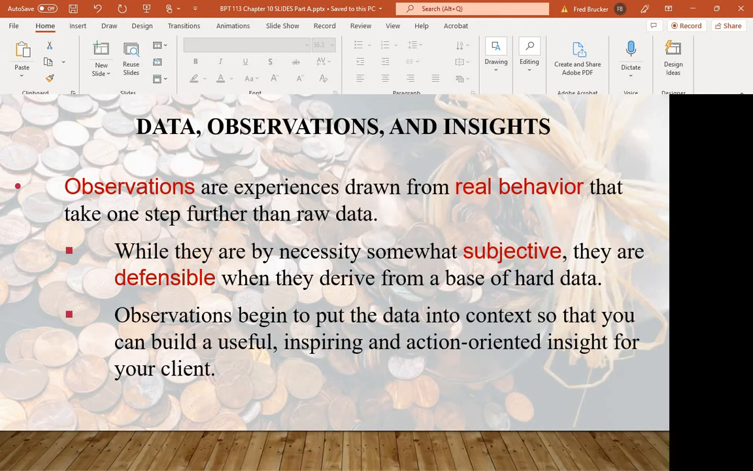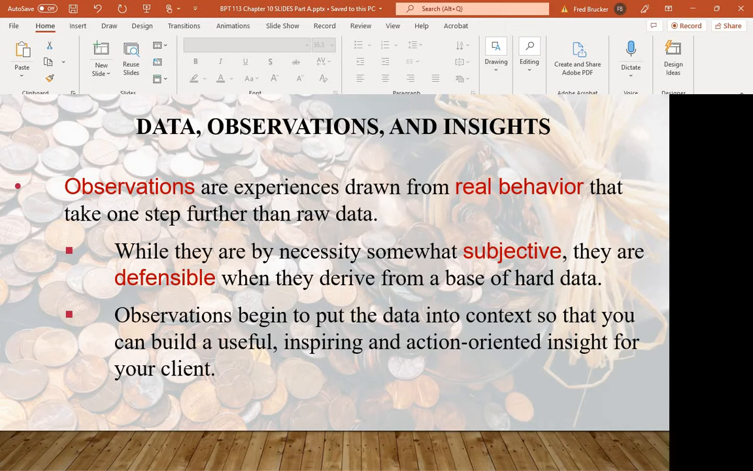Observations are experiences drawn from real behavior that take one step further than raw data. Now, these might come off as being somewhat subjective. Usually, though, they're going to be defensible in some way, shape, or form when we derive them from a base of hard data. The numbers can lead us to make at least a hypothesis about something. When we make these observations, these hypotheses, they begin to put the data into context so that you can build a useful, inspiring, and action oriented insight for your client.